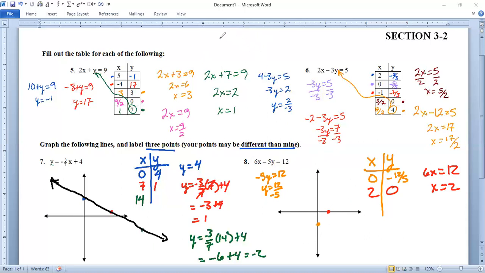Let's get this third point. I don't know, let's stick in 3. Stick in 3 for x. So let's see what we get. 6 times 3 minus 5y equals 12. So 18. Subtract 18 from both sides. -5y equals -6. Divide by -5, and we get y equals a positive 6/5, which is like 1.2. So if we go out to 3 and up about 1.2, yeah, look, that's on the line. That's good.